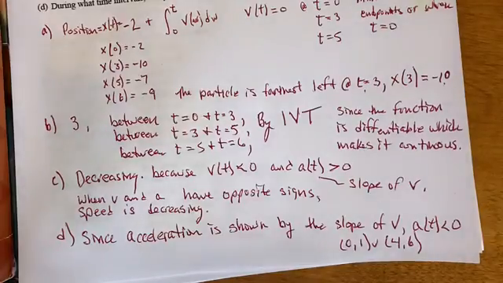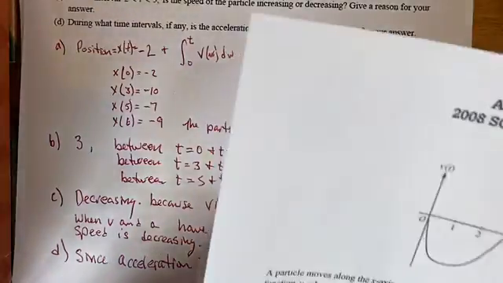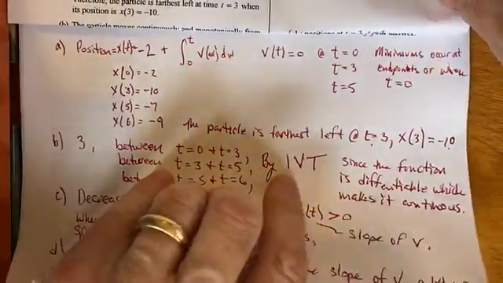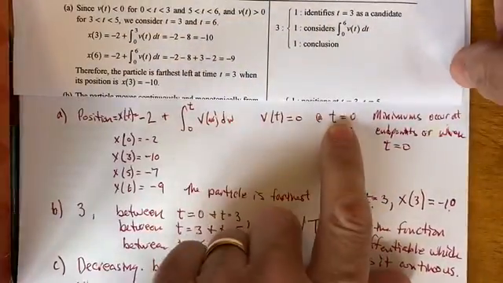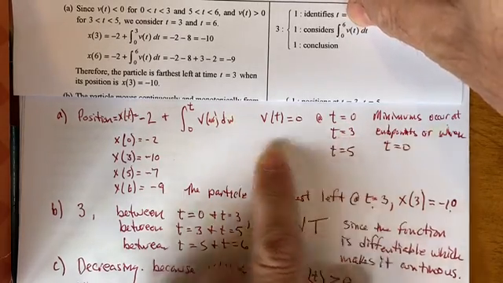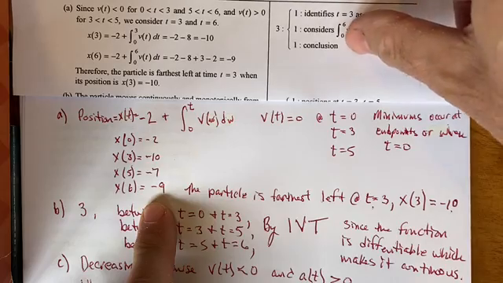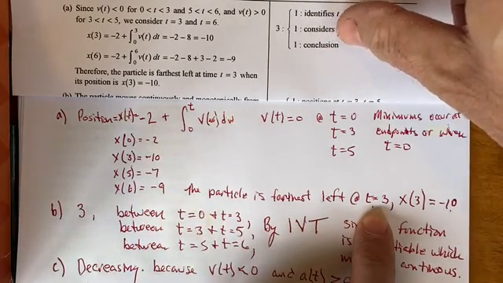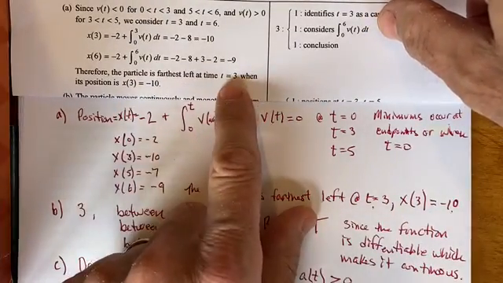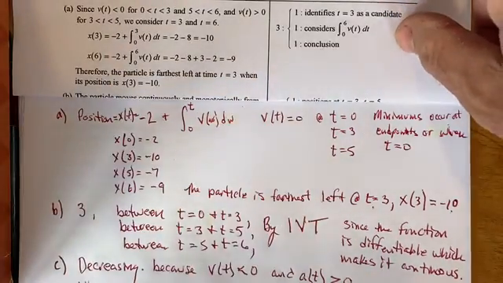Okay, I'll check out the scoring guidelines. So if we look at the scoring guidelines, the first thing you have to do is identify time equals 3 as a candidate. So time is 0, time equals 3 as a candidate. Then it considers the area under the curve from 0 to 6, right? We did that. And the conclusion is the particle is furthest left at time equals 3. And see how they did that. The x of 3 is negative 10. That's a nice way to do it when you're trying to answer those questions.